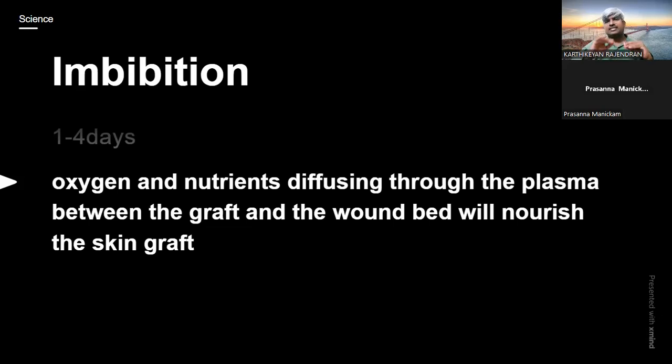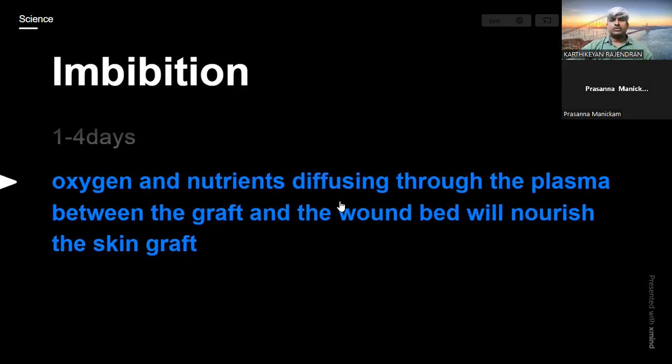Because we are detaching the blood supply, what is a graft? It is tissue transferred from one site to another without its own blood supply. So for survival, nutrition and oxygen are needed. Oxygen and nutrients diffusing through the plasma between the graft and the wound bed will nourish the skin graft. So that is imbibition, the first 48 to 72 hours.